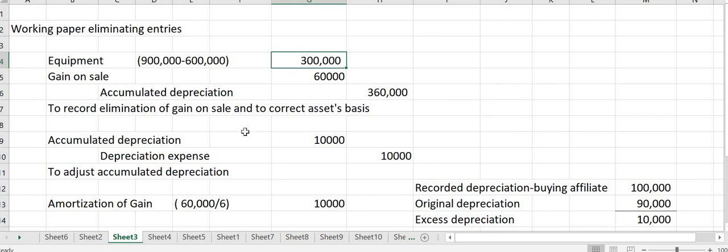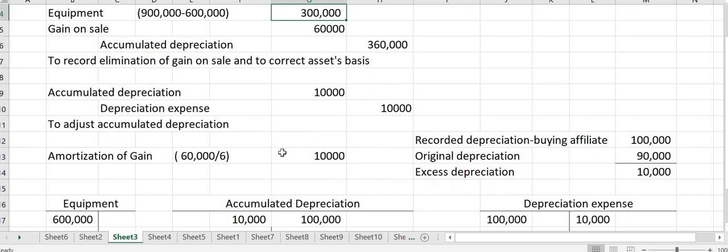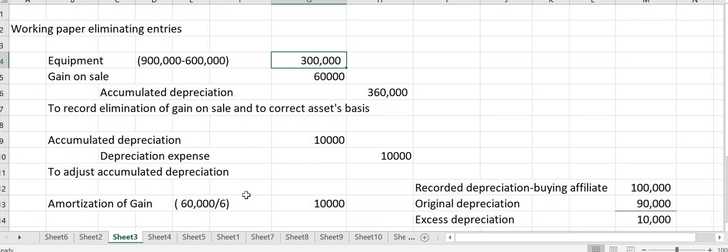Okay? Then, the second entry would be to adjust accumulated depreciation or i-amortize natin yung gain. Di ba? We have gain of 60,000. So, then, i-amortize natin siya over the remaining useful life of the property, which is 6 years. So, therefore, we have 10,000 na amortization every year. No? But yung amortization, depende siya, no? Whether it's a gain or loss. So, when you amortize gain, you should credit depreciation expense and you debit accumulated depreciation.